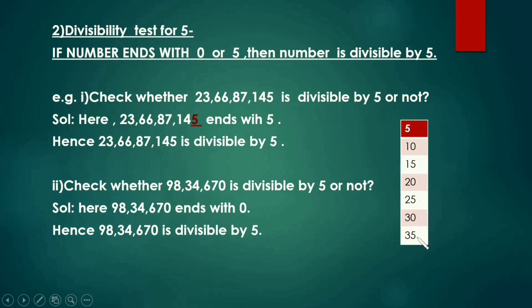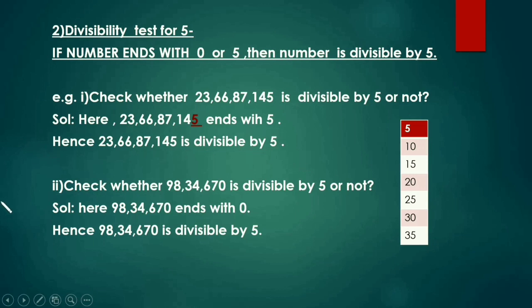So I will make the definition of divisibility test as: if a number ends with 0 or 5, then the number is divisible by 5. Consider the example for this. Check whether this number 23 crore 66 lakh 87,145 is divisible by 5 or not. So for that, what are you observing here? This number ends with 5. So this number is easily divisible by 5.